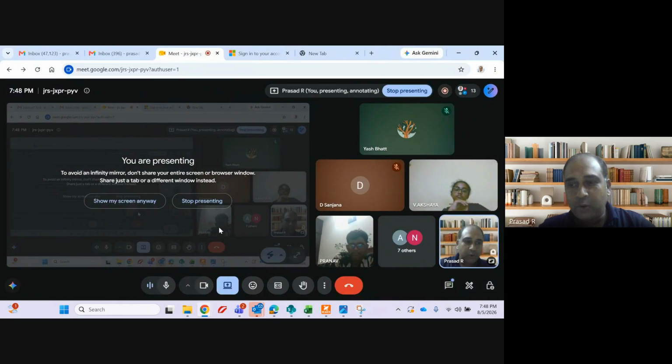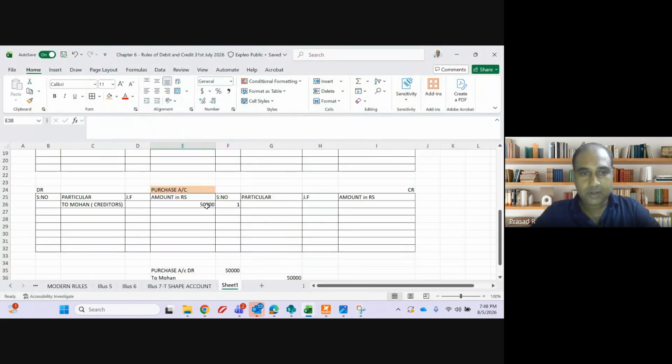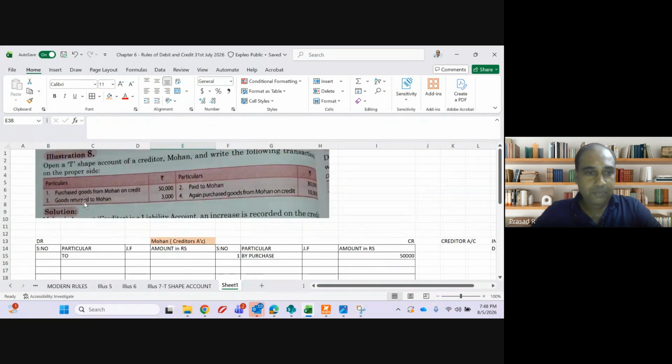So whichever account we are preparing, that account name can never come inside that account. In Mohan's account, you can never see Mohan. In purchase account, you can never see purchase. Clear? Yes, sir. Fundamental concept, but very, very important concept. Now, first transaction is over.